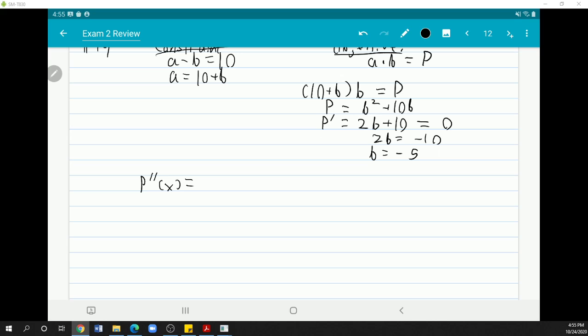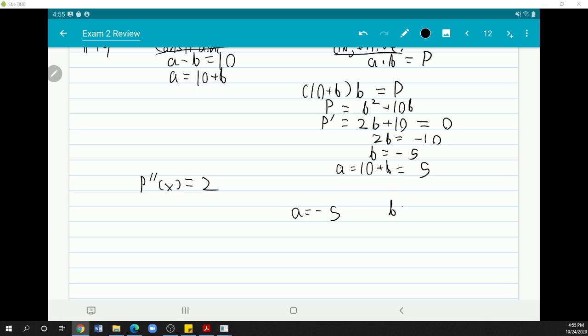I'm going to use the second because this thing's easy to take a derivative of. The derivative of 2b plus 10 is 2. So the second derivative is positive, which says that this thing is concave up, which means we found a local minimum. So b equals minus 5 gives a local min, and then I just plug in a equals 10 plus b equals 5.